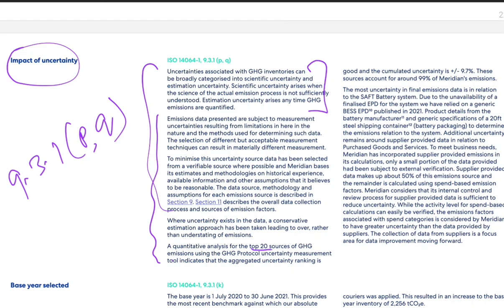And a quantitative analysis of top 20 sources of GHG emission using the protocol uncertainty measurement tool indicates aggregated uncertainty ranking is good actually of the company, good. And cumulated uncertainty is plus minus, we can say 9.7%, and 99% of emissions, sources account for around 99% of company's emissions.